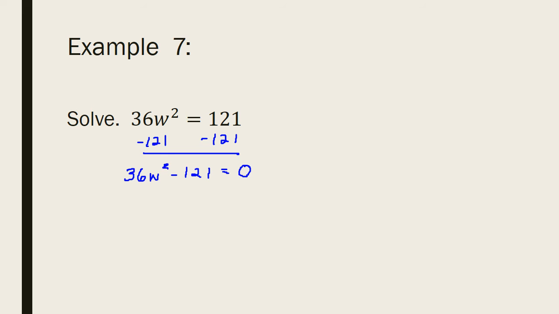And then we notice, hey, those are both perfect squares. So I'm going to do difference of two squares, two sets of parentheses. The square root of 36w squared is 6w. One gets a plus, the other one gets a minus, and the square root of 121 is 11.